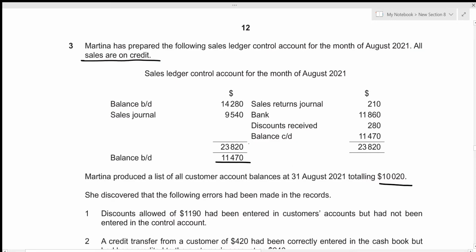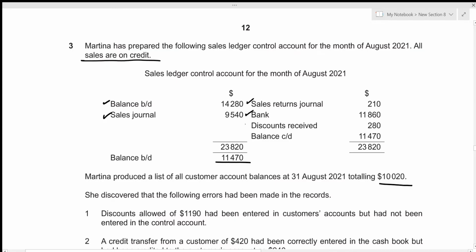So firstly, let's have a look at the sales ledger control account. Balance b/d should be on this side. This is the correct one. Sales journal is also recorded on the debit side, so that's correct as well. And we have sales returns journal, which is recorded on the credit side. That's correct. And we have bank. This relates to the amount we received in return for the credit sales. So this is correct as well.